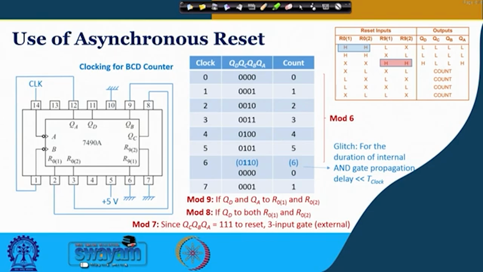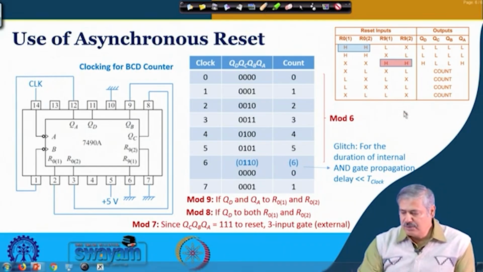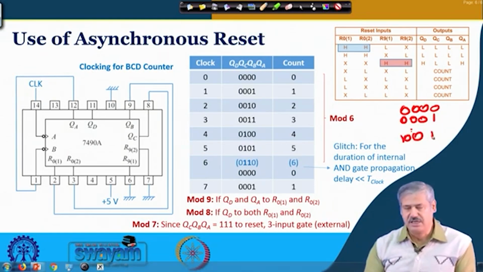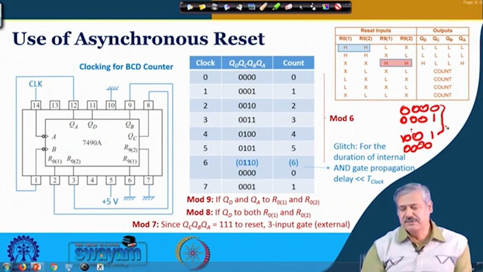So, let us see IC 7490A. We are already familiar with this IC. It is a mod 10 counter, and if we connect it appropriately, that means mod 2 followed by mod 5, then it acts like a BCD counter. BCD counter means it goes from 0 0 0 0, 0 0 0 1, up to 1 0 0 1, that is decimal 9, then again it goes to 0 0 0 0. We have seen this in the previous class.